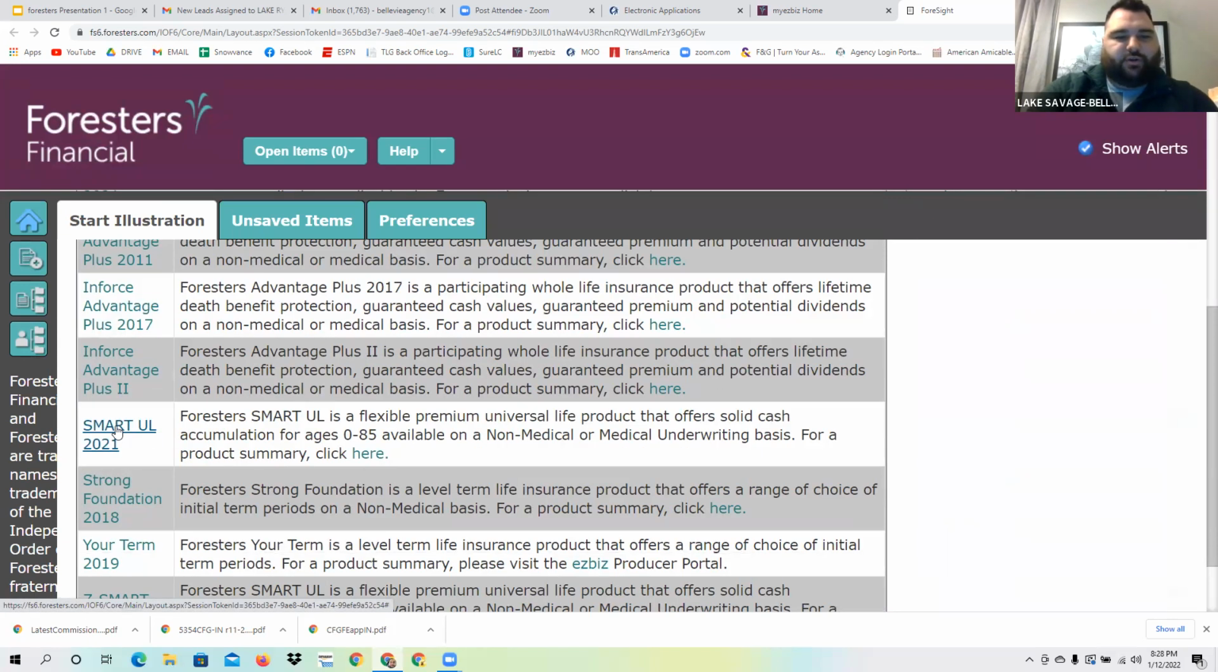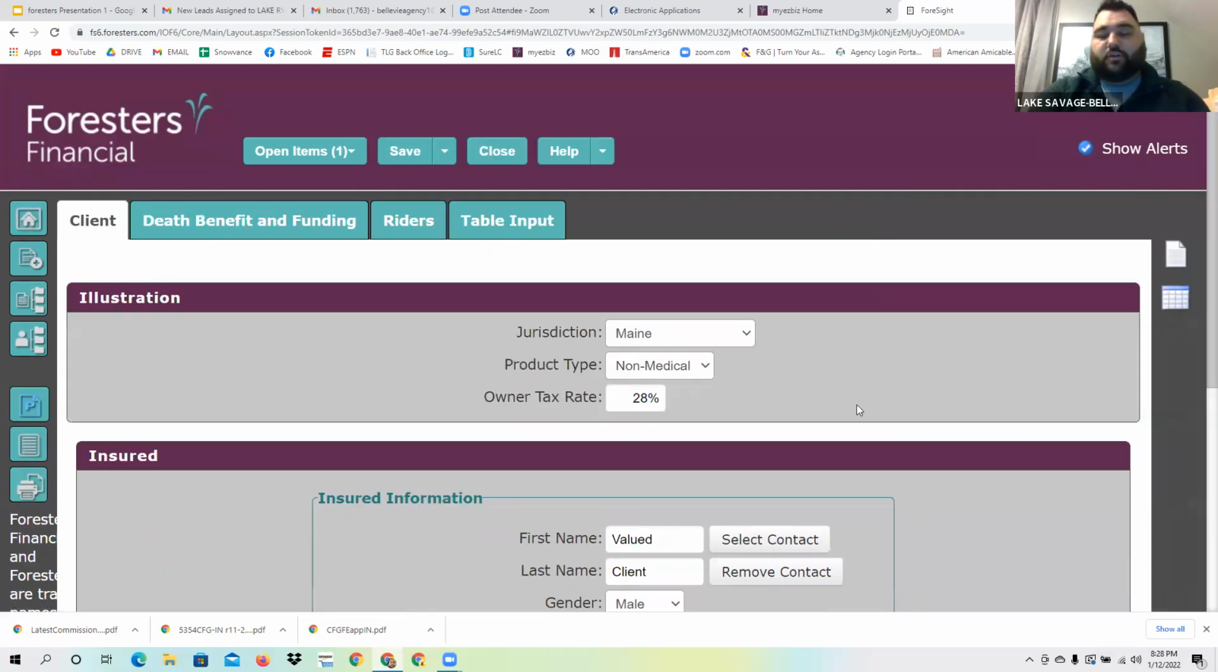Smart UL 2021. So Forster's has their version of a universal life. You're going to earn less percentage right off the bat, right? But your floor rate is 2%. So no matter what the market does, you're still earning 2% on your money. Their cap rate is pretty low. It's usually like 8%, I think, somewhere in there. Aaron's telling me he's seen it as high as 6.2. Right now, the average is about 4.5 is what the new percentage rate is.